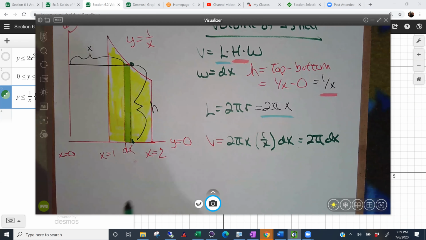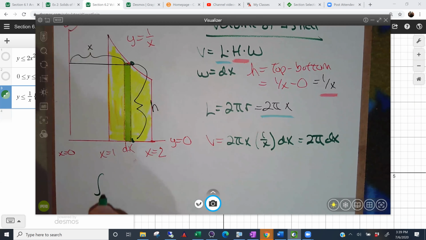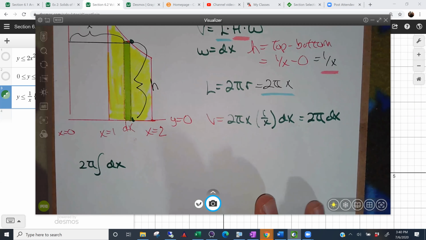Okay, well, let's keep going. The integral of 2 pi dx. Where are we going to integrate from and to?